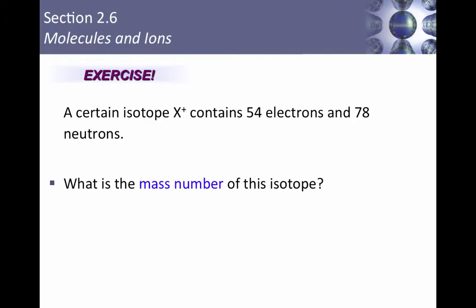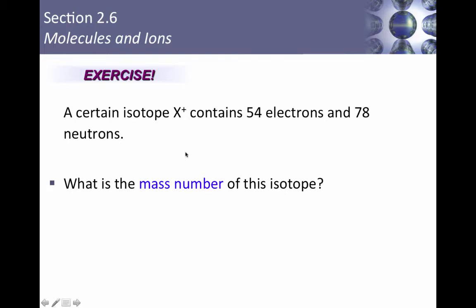Okay, so let's take what we learned about figuring out the isotope mass number and atomic number and things like that, and add to it the ion idea. So what happens if we have an isotope that now is positively charged? It has 54 electrons and 78 neutrons. So what is the mass number of this isotope?